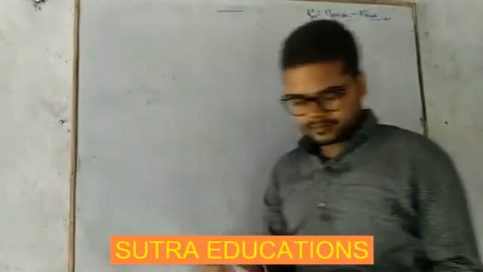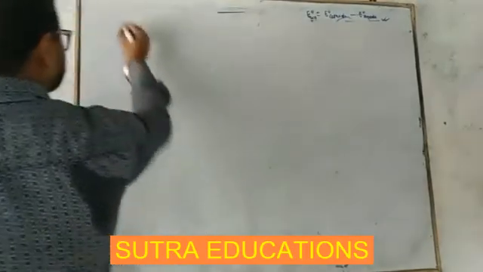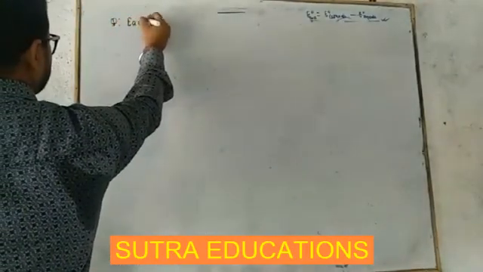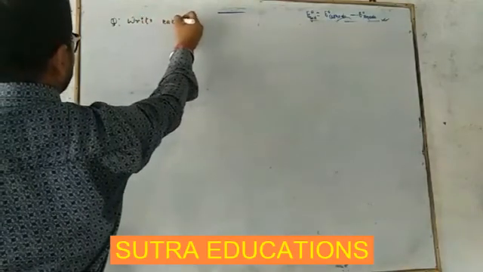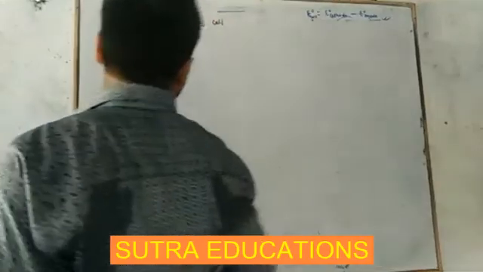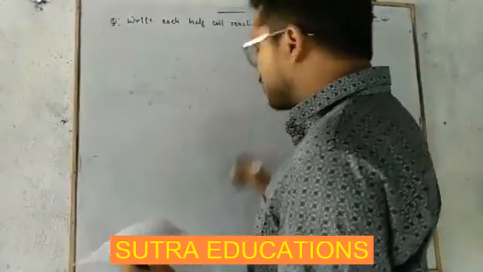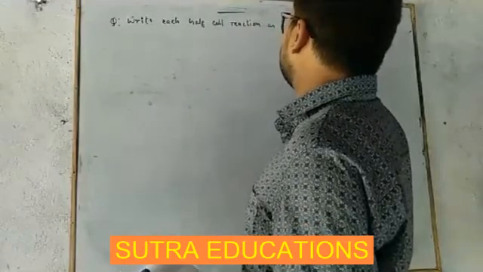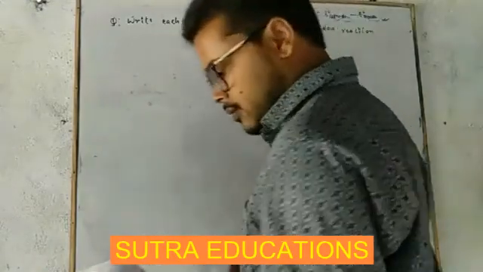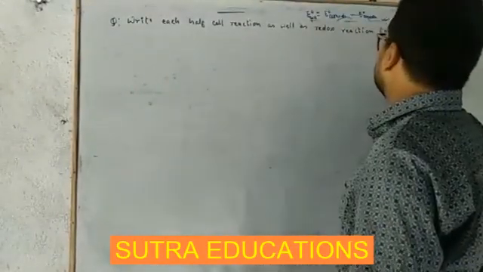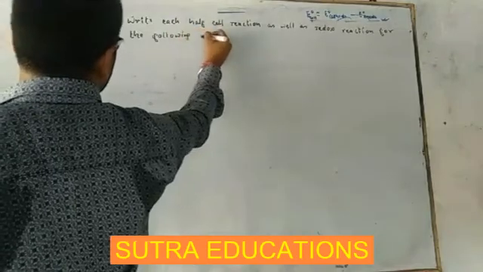Next question is, write each half cell reaction as well as redox reaction for the following electrochemical cell.